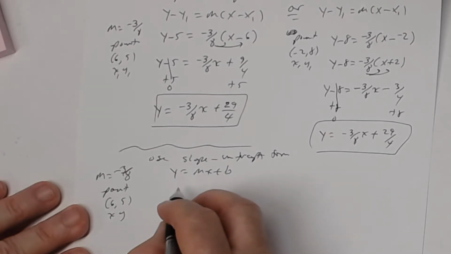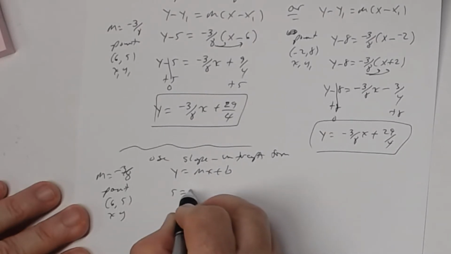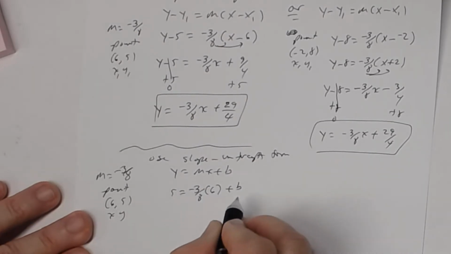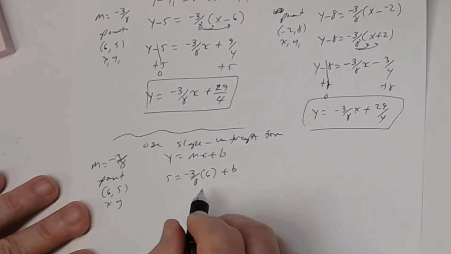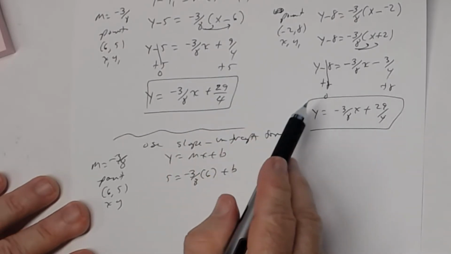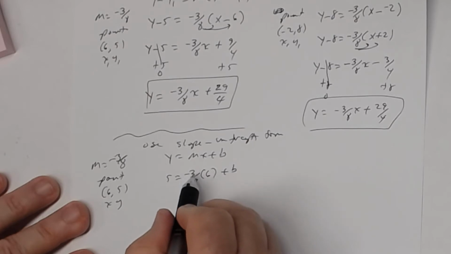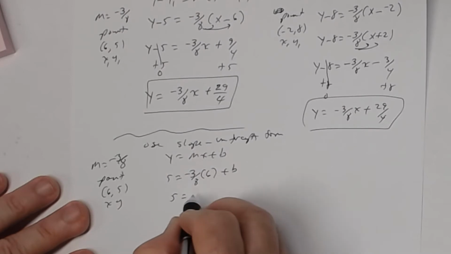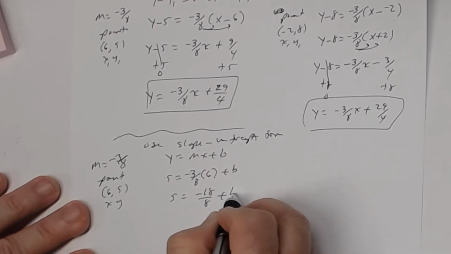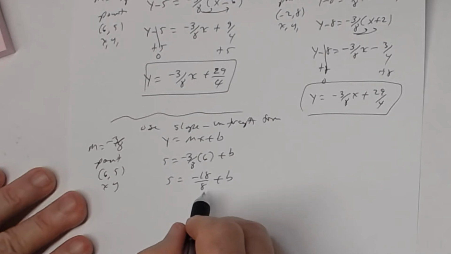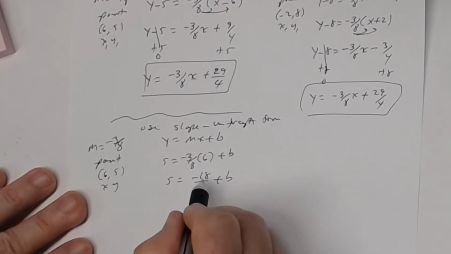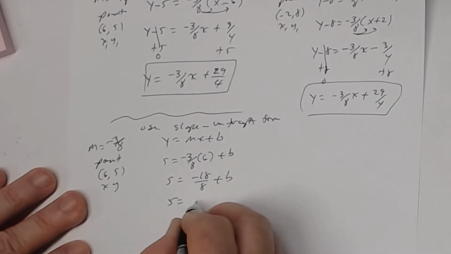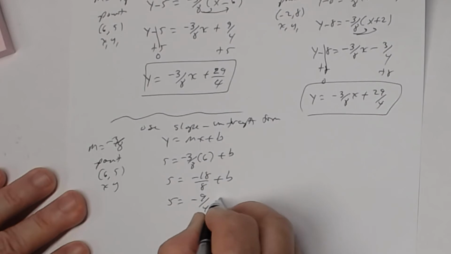So I get y, which is 5, equals the slope, which is negative 3/8, times x, which is 6, plus b. So now I've got to find b, which is your y-intercept, which you already know from the previous two that we just did. So negative 3/8 times 6, negative 3 times 6 is negative 18. So I get 5 equals negative 18/8 plus b. Now let's reduce this. It makes things a lot easier if it's in simplest form. So negative 18/8, 18 and 8 are both divisible by 2, so I get 5 equals negative 9/4 plus b.